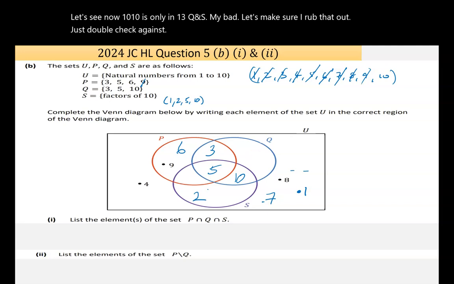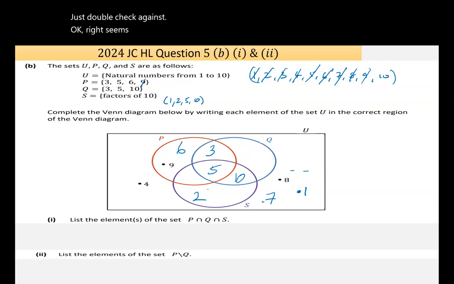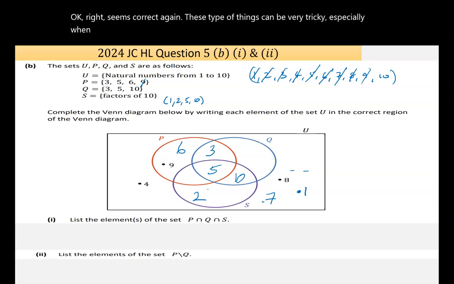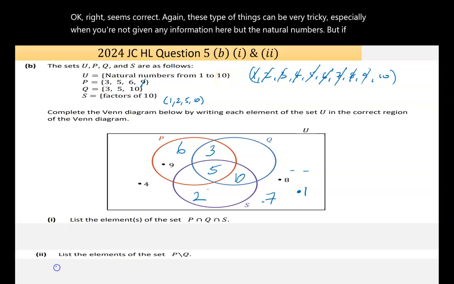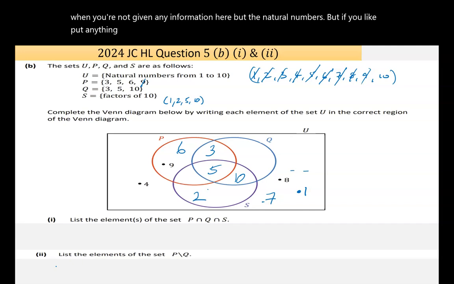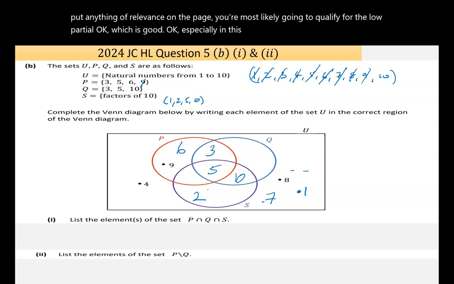Right, seems correct. Again, these type of things can be very tricky, especially when you're not given any information here about the natural numbers. But if you put anything of relevance on the page, you're most likely going to qualify for the low partial, which is good, especially in this question where it might be tricky.